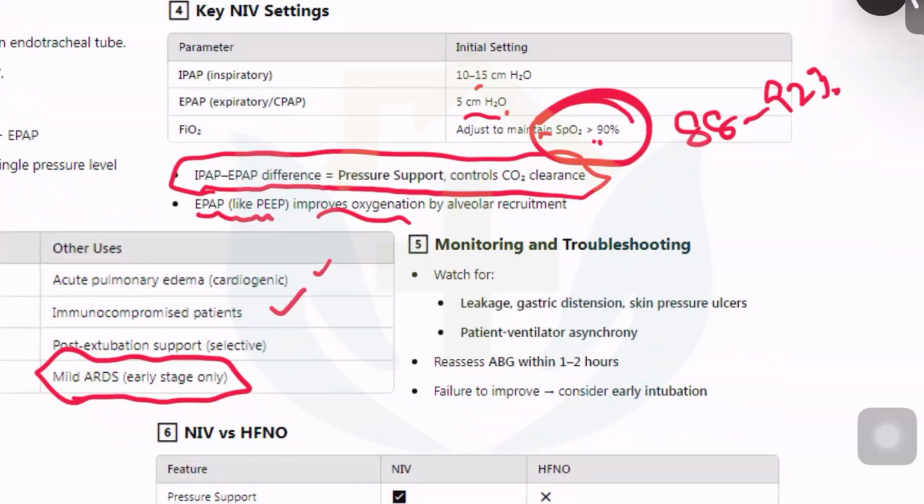When you are putting the patient on NIV, monitor for any leakage, any gastric distension, skin pressure ulcers, any asynchrony. ABG should be done within 1 to 2 hours after putting the patient on NIV. Failure to improve, consider early intubation.